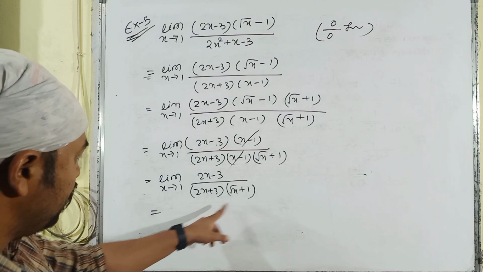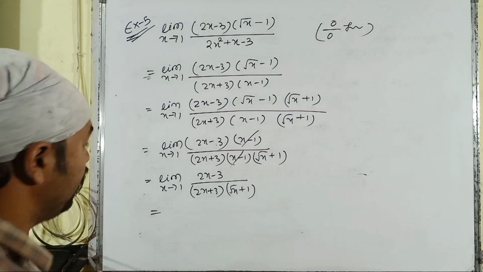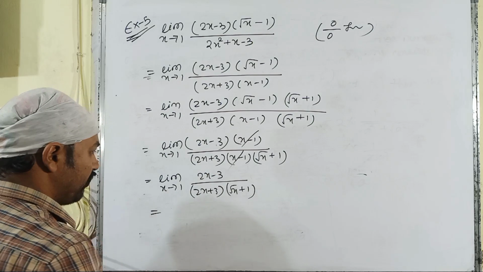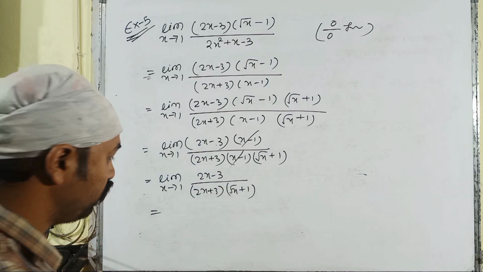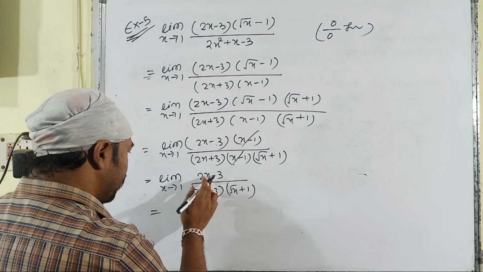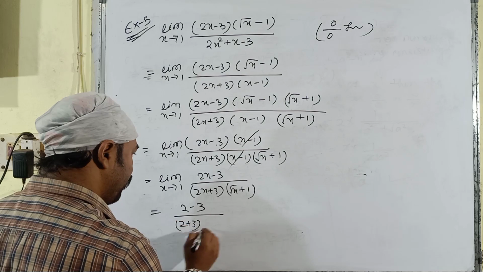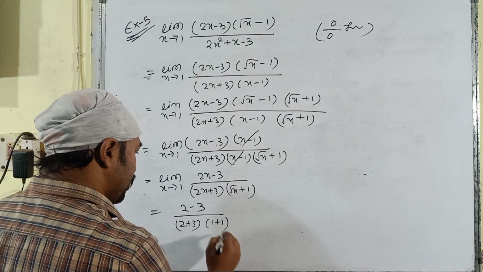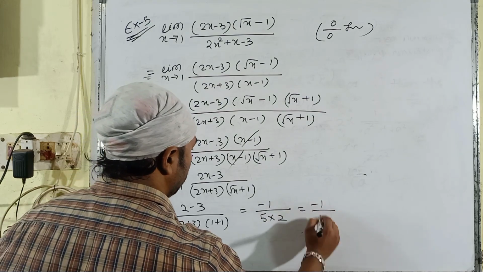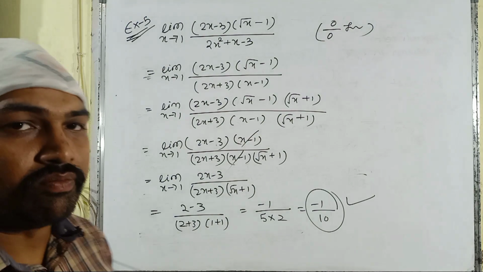Again, let us check whether it is in the indeterminate form or not. No, it is not in the indeterminate form. So we have to put the value of x in the given function, that means we use the direct substitution method. Putting x equal to 1, it is 2 minus 3 divided by 2 plus 3 multiplied with square root of 1 plus 1. That means minus 1 divided by 5 into 2, which is equal to minus 1 by 10, the answer for problem number 5.